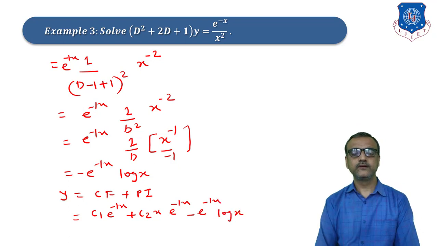So in this lecture we have seen how to find out PI when Q of x is e raised to ax into V, where V is a function of x, and we have gone through 3 examples based on this topic.